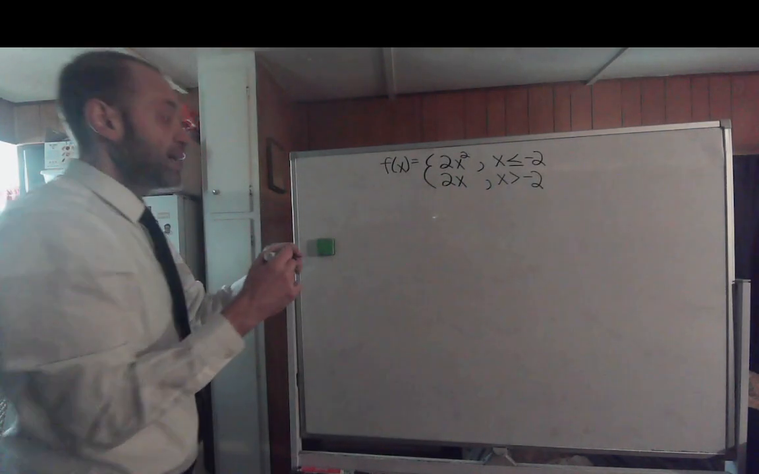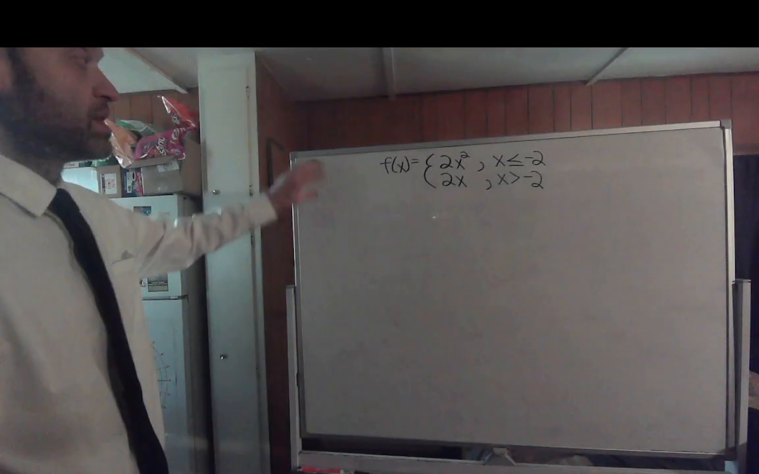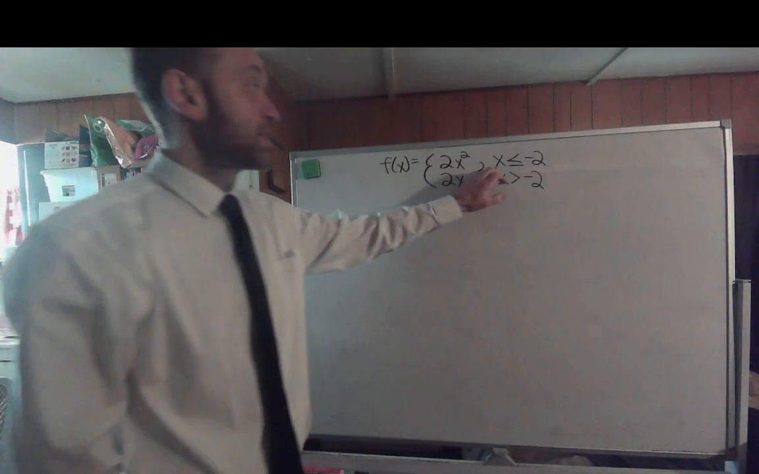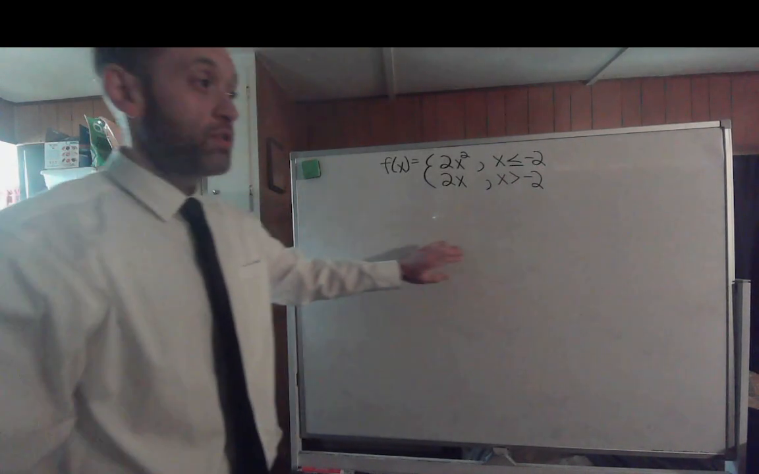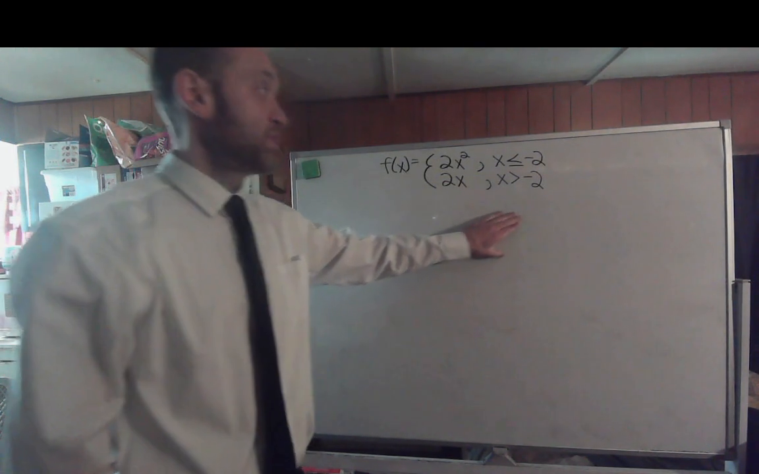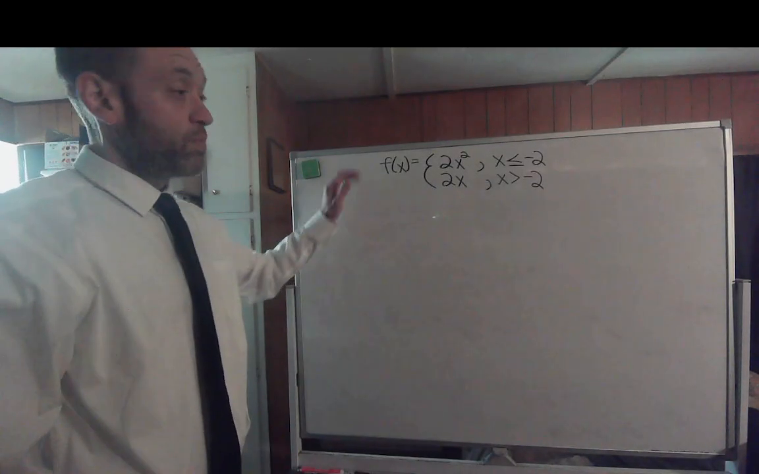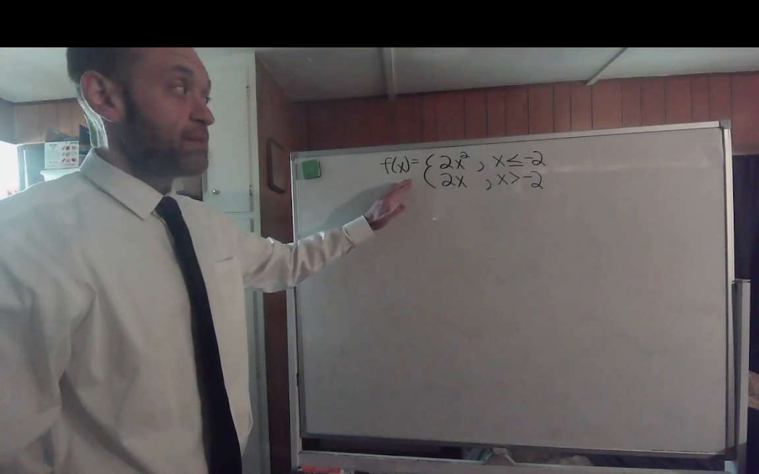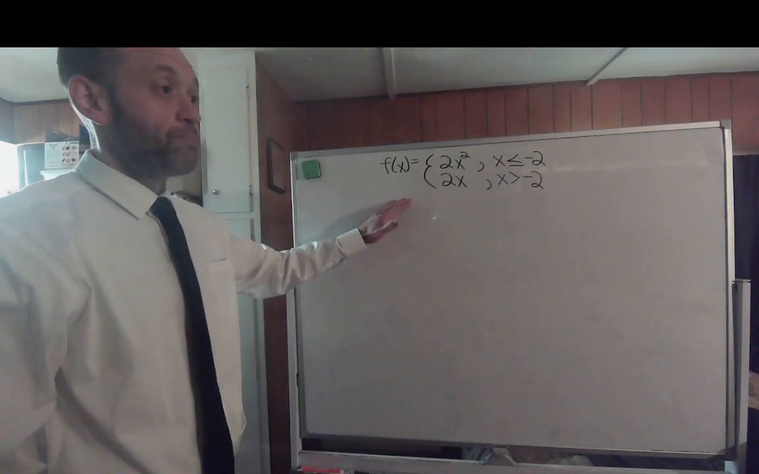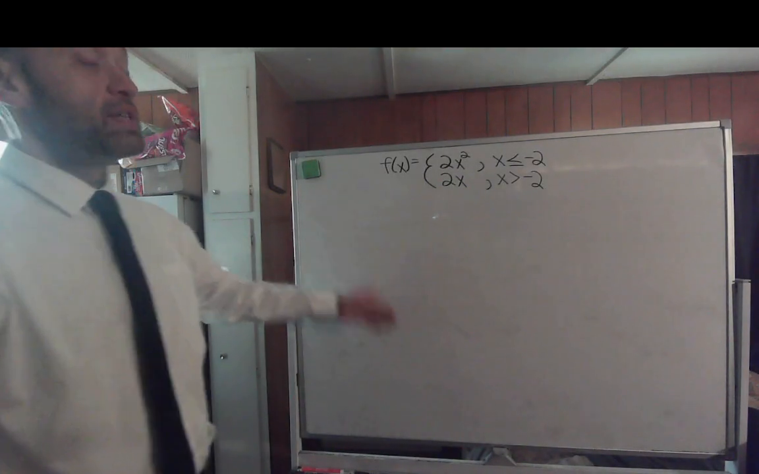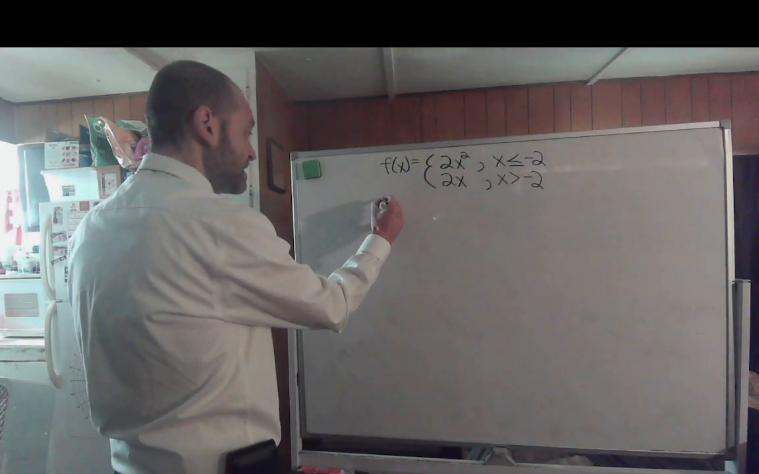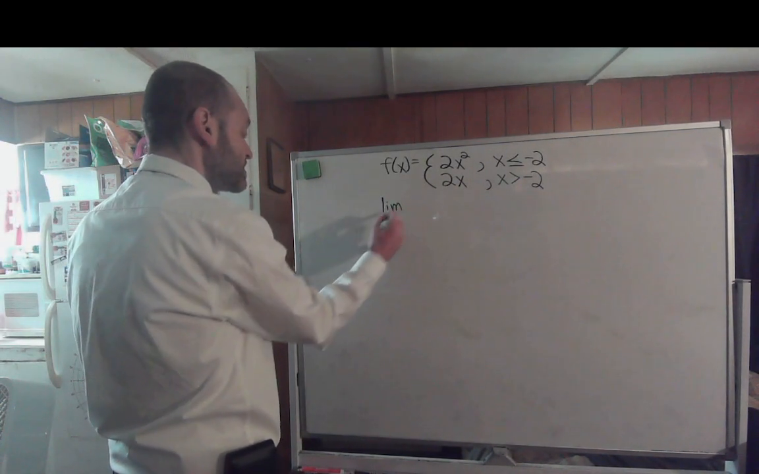So we have a piecewise function where f of x equals 2x squared when x is less than or equal to negative 2, and then it's equal to 2x once x is greater than negative 2. We want to determine the left-handed limit, the right-handed limit, and then also, does the general limit exist? So let's evaluate the left-handed limit of this function first.